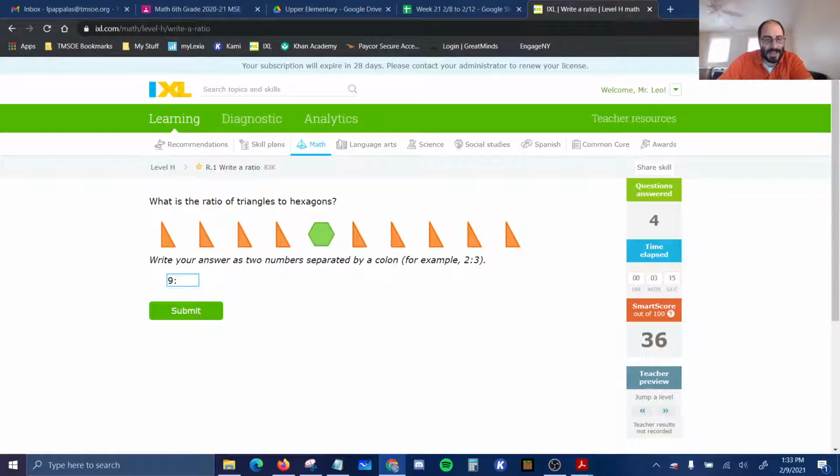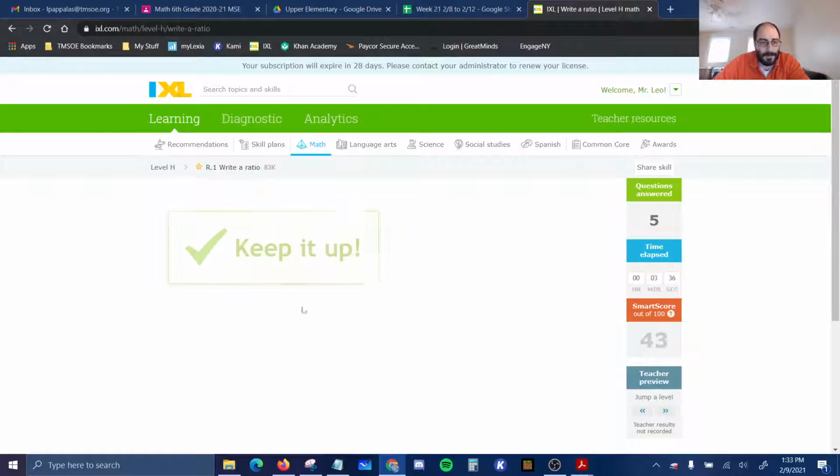Okay? And the second thing it says is hexagons. I only see 1 hexagon. So I wrote the whole thing. I wrote 9 to 1. The way you say that is 9 to 1. Instead of the word to, we're using a colon. Okay? Triangles to hexagons. Well, triangles is 9. There's 9 triangles. To, we put a colon. Hexagons, there's 1. Okay?